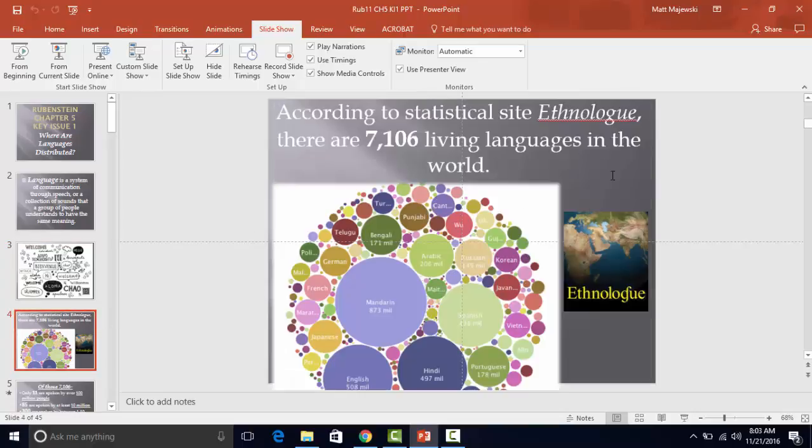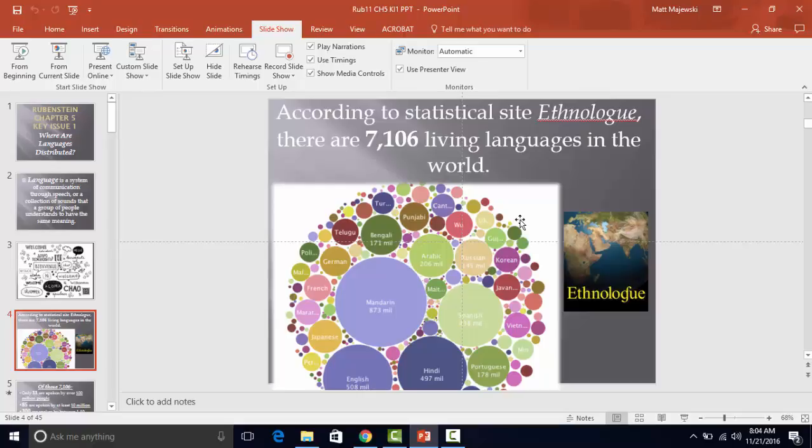Now, there's a great statistical site called Ethnologue. It does limit the amount of time you can spend on it and the number of pages you can view, but it's a great site to check out. They identify 7,106 living languages in the world. Of course, a living language is a language that, well, people speak.